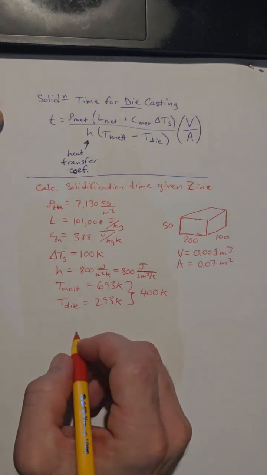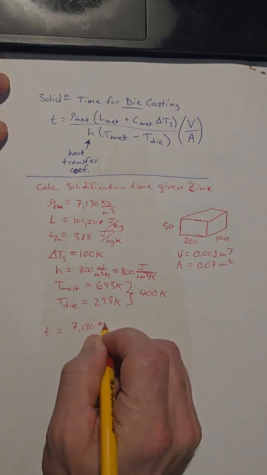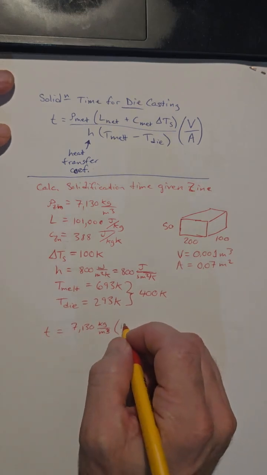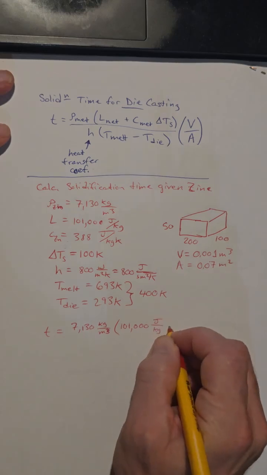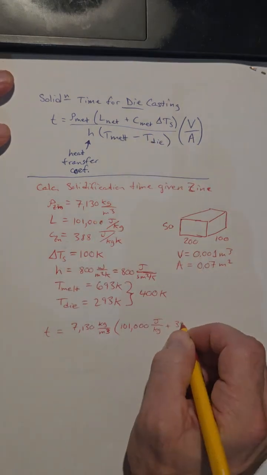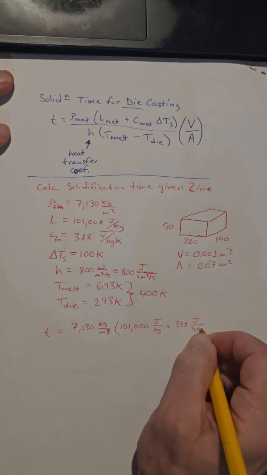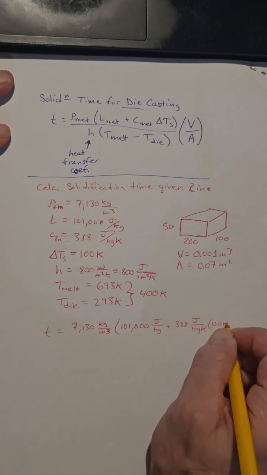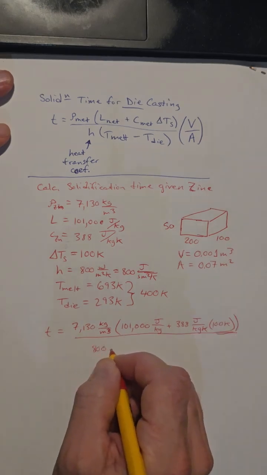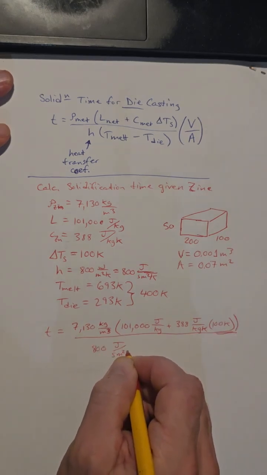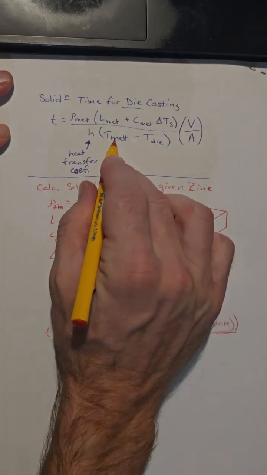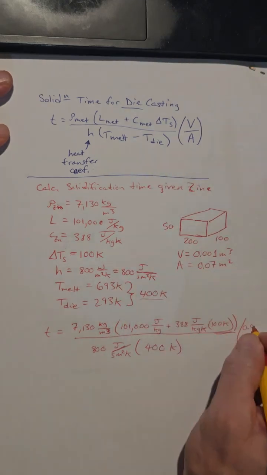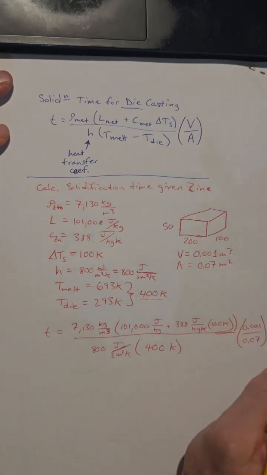Let's plug all this into our equation, 7,130. We have to keep the units because making sure the units cancel is very important. 101,000 joules per kilogram here. The metal, the zinc, 388 joules per kilogram Kelvin. Specific heat capacity times the delta TS, the superheat, 100 Kelvin. The H is 800 joules per second meters squared Kelvin. And then the difference between the melt and the die is 400 Kelvin. And then we have V over A, 0.001 over 0.07.